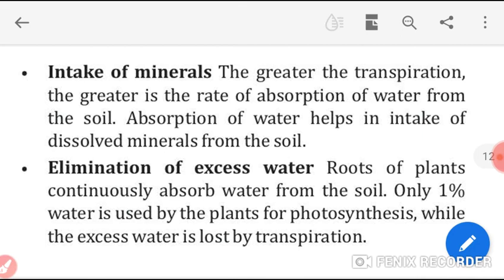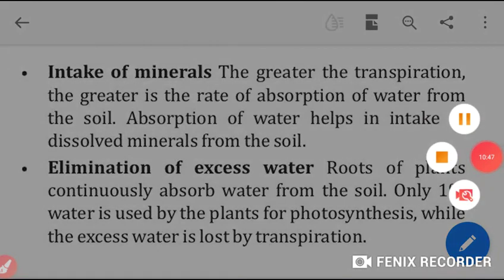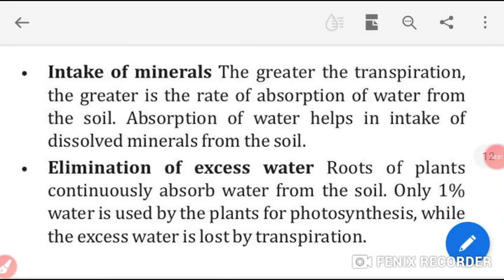Next point is elimination of excess water. Students, roots of plants continuously absorb water from the soil. Only 1% of water is used by the plants for photosynthesis, while the excess water is lost by which process? By transpiration. So students, we will continue in the next video.